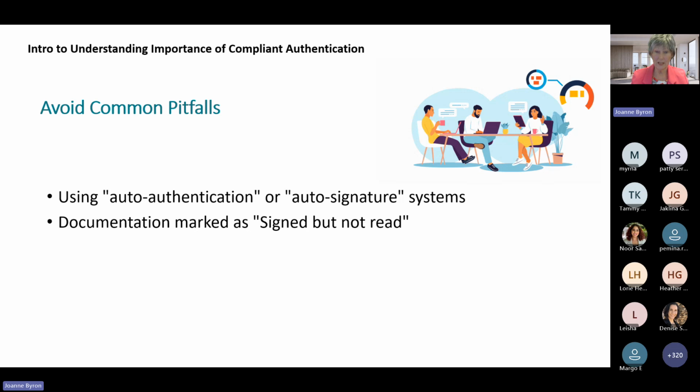Documentation that says signed but not read, CMS will throw the whole document out. Signed but not read shows that there was no responsibility by the person authenticating the note to make sure that the note was accurate and true. So that's going to lead to an overpayment.